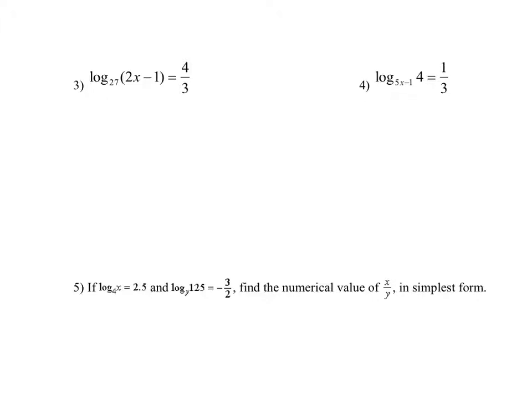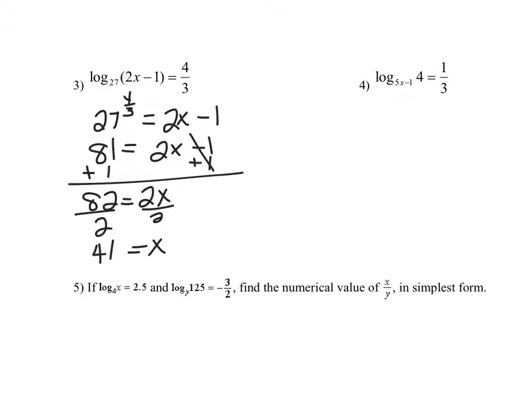I'm sure I'll pause it to make sure you do that. So I'm going to change it to exponential form. 27 to the 4/3 power is equal to 2x minus 1. All right, take a second and solve it.